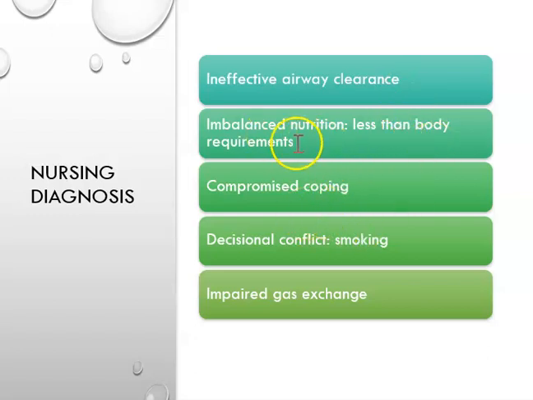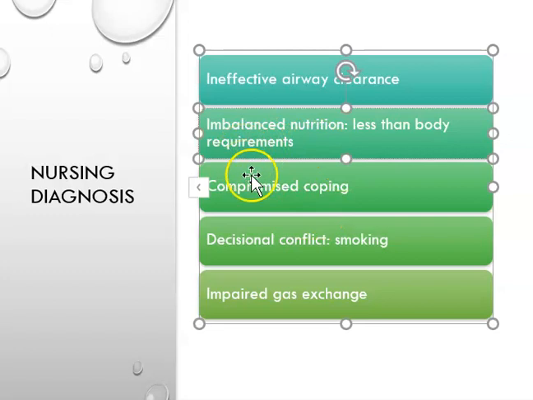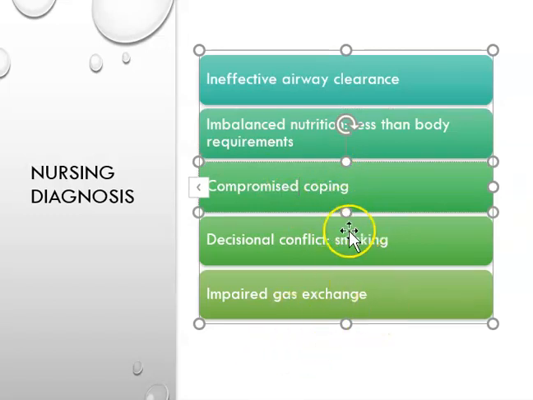The other ones are going to be impaired nutrition, less than body requirements. These patients, they choose to breathe over eating, so a lot of times they cannot sit down and eat a whole meal. They're going to eat small meals, encourage them to eat more often, and encourage the proper nutrition with them. Compromised coping, a lot of times they either are in denial, and they keep smoking, or they think it's all their fault because of the smoking. Decisional conflict making, that's because of the smoking again, and impaired gas exchange.